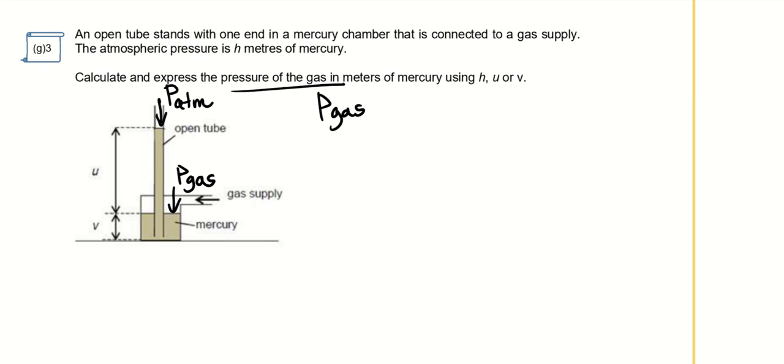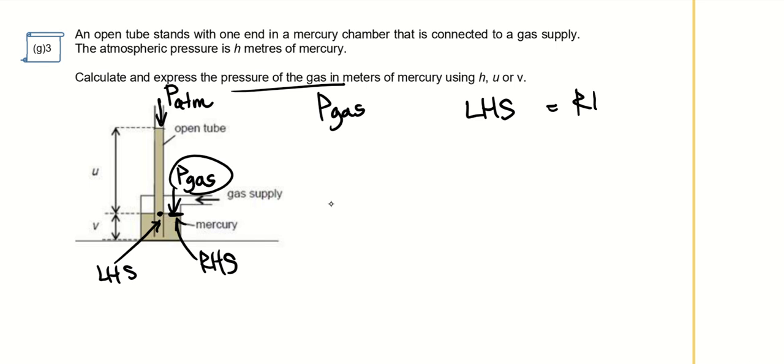Okay, so where do we have same liquid, same level, same pressure? After we have drawn in all the arrows that the pressure is exerting on the liquid surface, I will choose this point, because my P gas is acted upon by this surface. So again, this is my left hand side, this is my right hand side. My left hand side must be equal to the right hand side's pressure because it is where we have the same liquid, same level, same pressure.